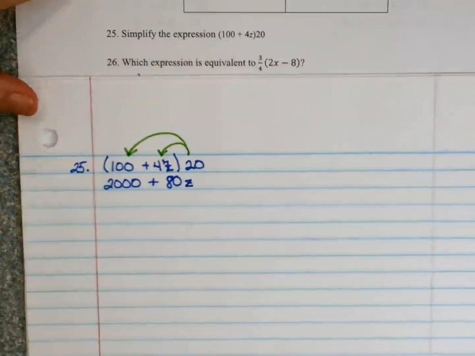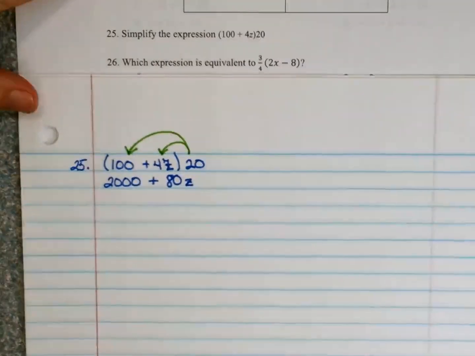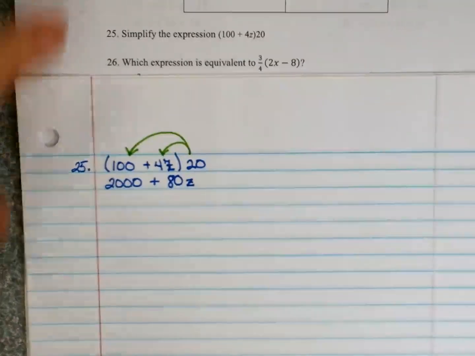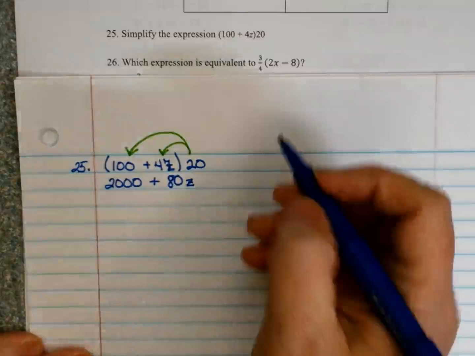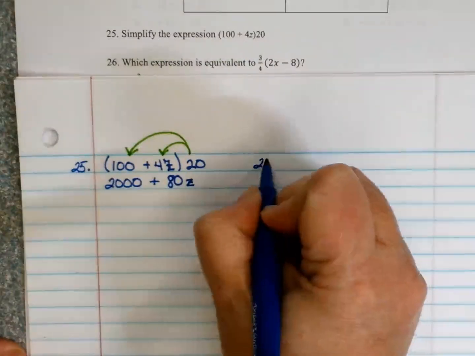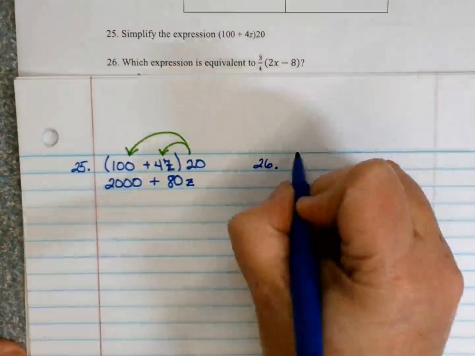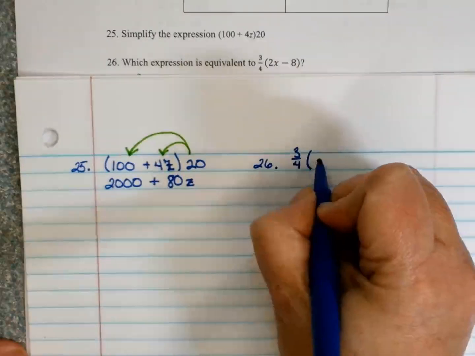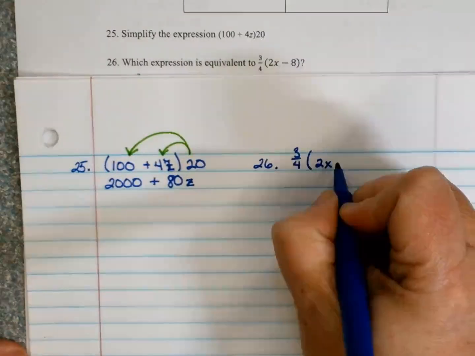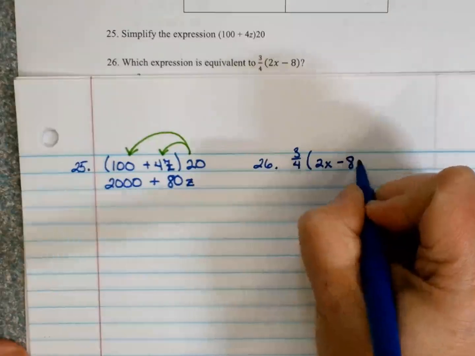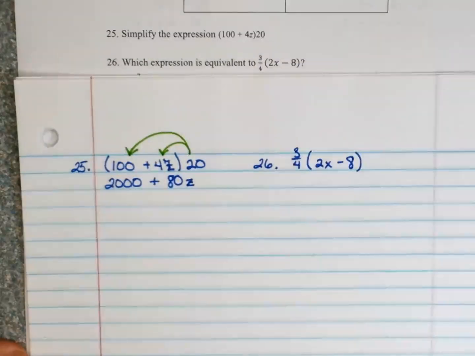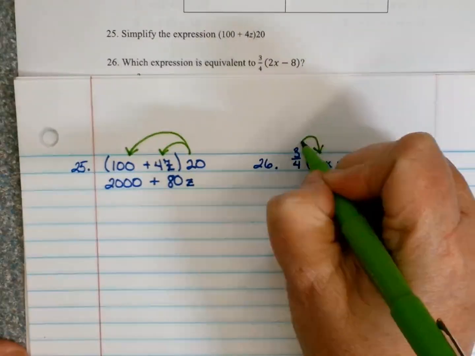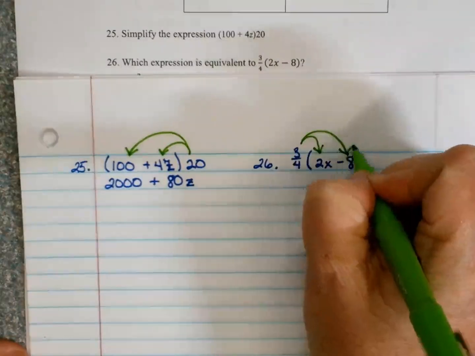All right. So it's giving me a multiple choice here for this one, but I just want to look at the problem and work it out. So let's look at number 26. 26. I have 3/4 times the quantity 2x minus 8. Okay? Here's another one that I have to use distributive property for. Gotta go there, and I gotta go there.